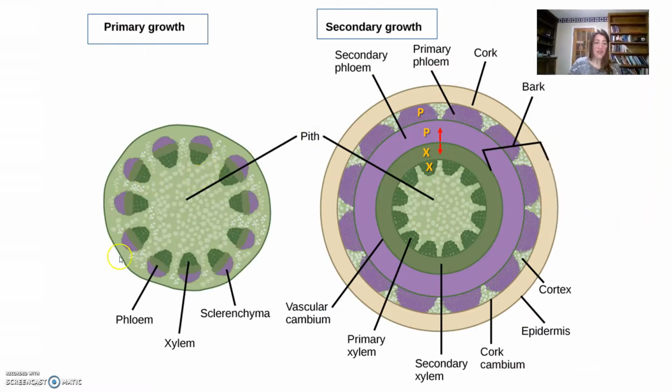Primary growth, okay, this is what we've been looking at. With this would be what? Think about it for a second. It is a eudicot stem, right? Because the vascular bundles are in a ring.